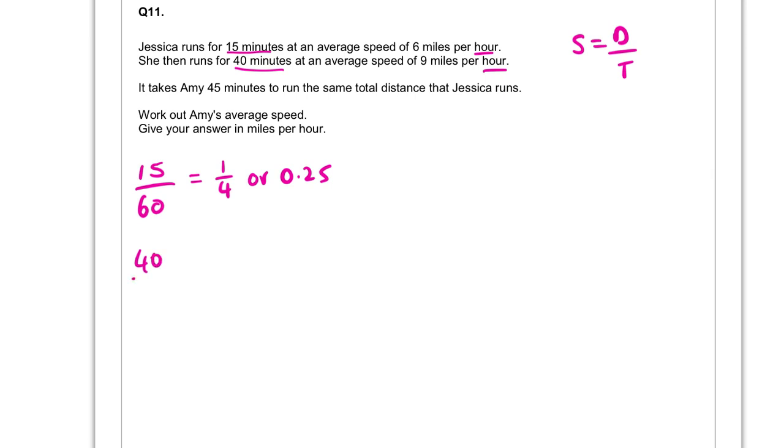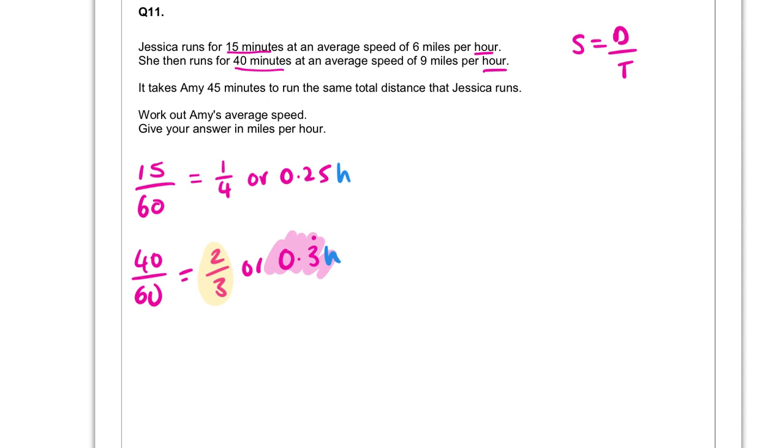Now, 40 over 60 is 2/3 or 0.3 recurring. However, I don't know how to put 0.3 recurring into my calculator, so I'm going to keep it as a fraction. And this is where most people go wrong, by the way, so it's really important we know that. So now we have our minutes into hours.